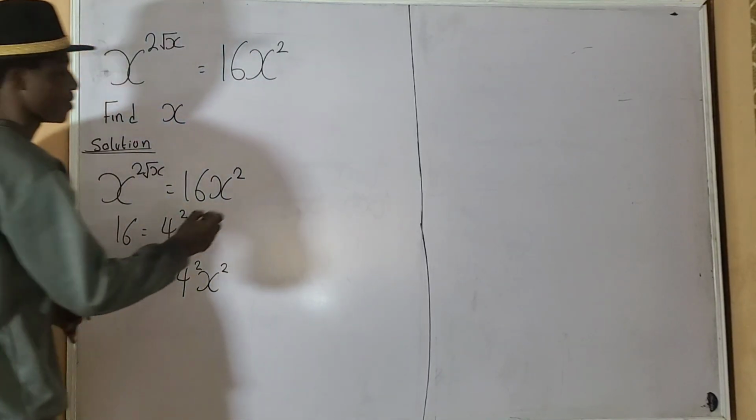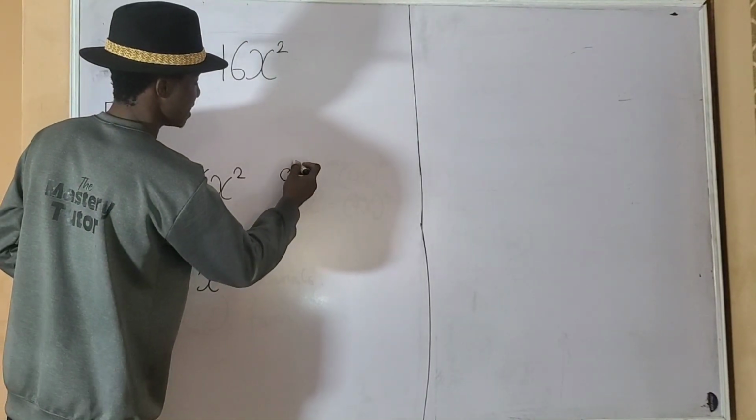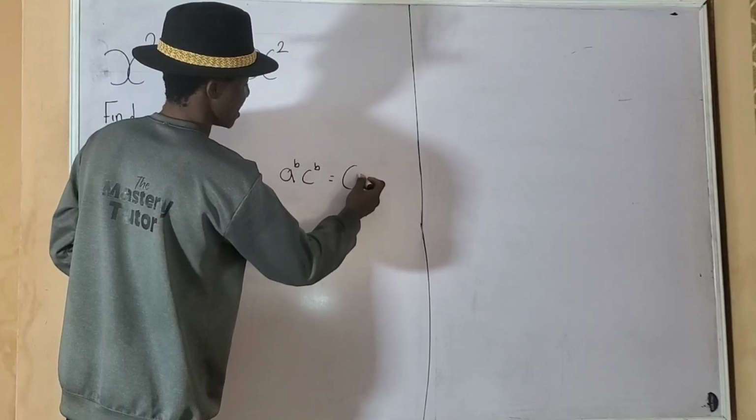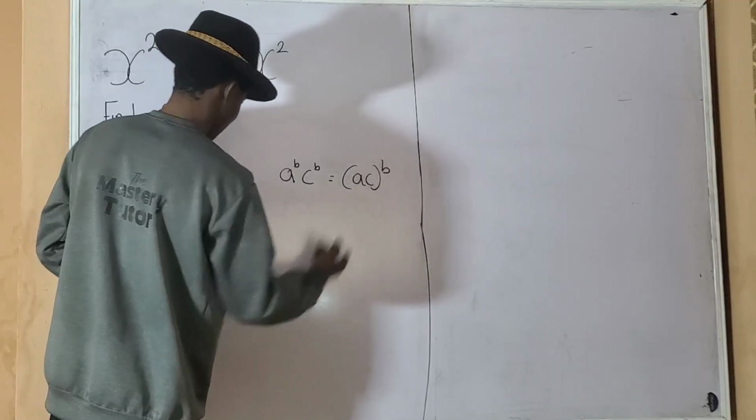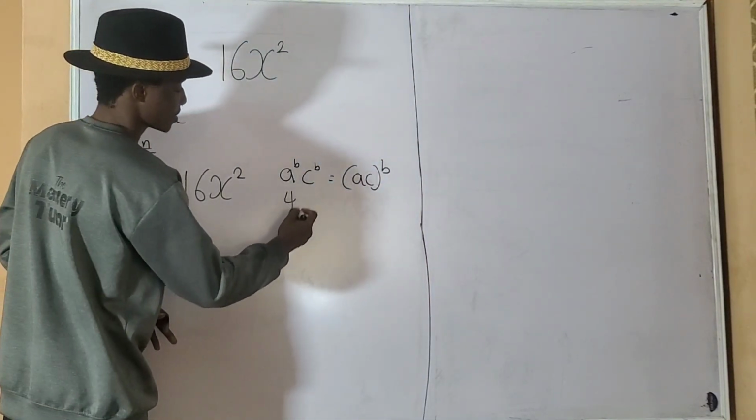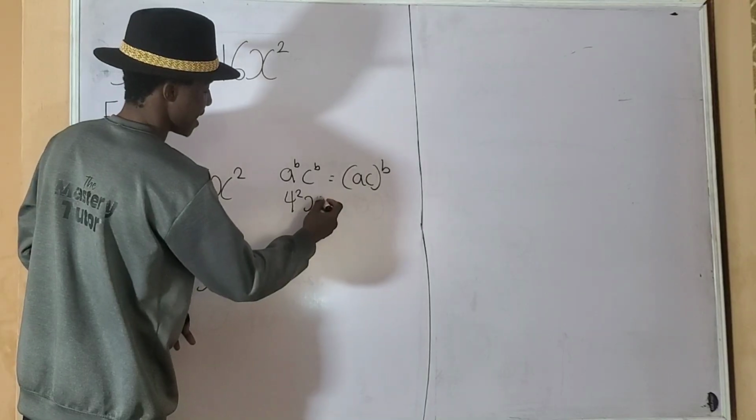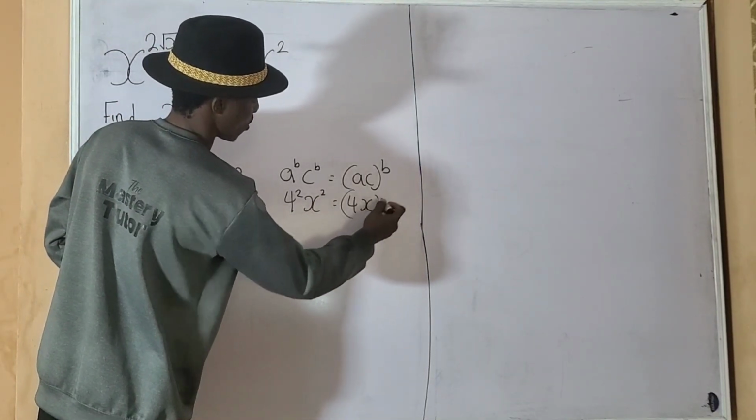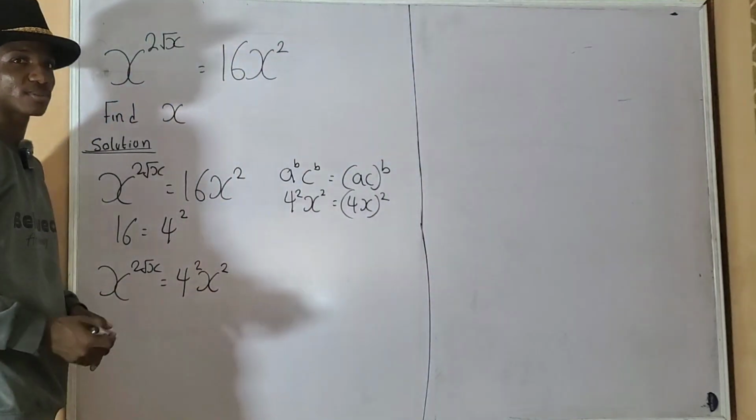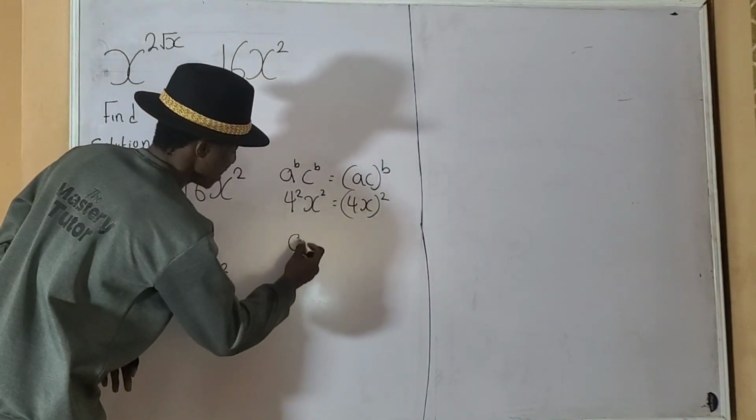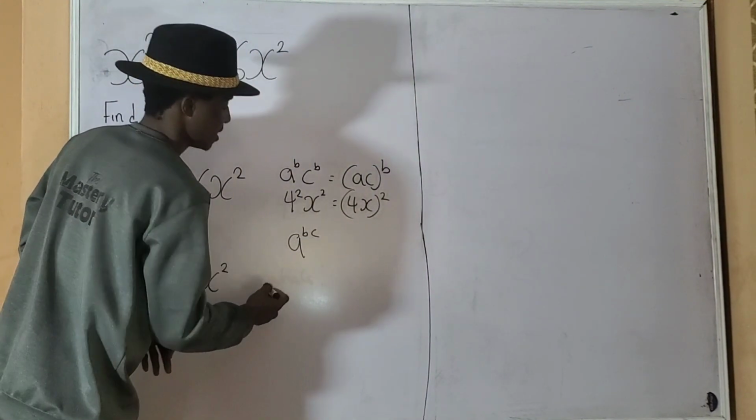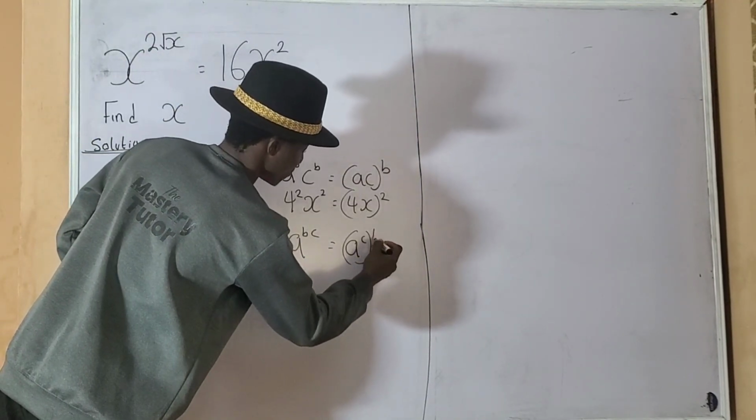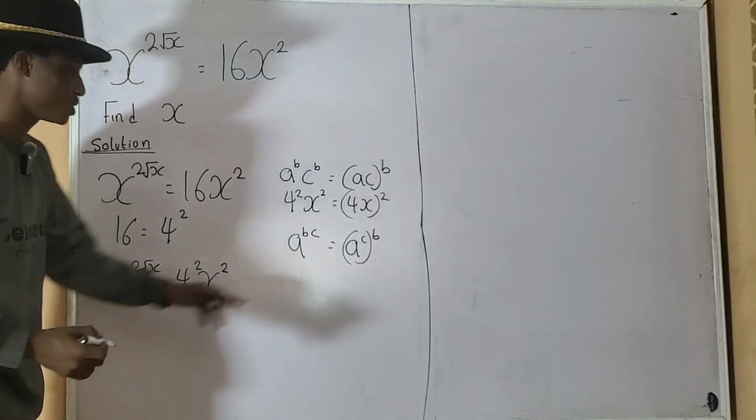Okay? Now, there is a law that says if you have a raised to the power of b multiplied by c raised to the power of b, this can be written as a times c raised to the power of b. That means if I have 4 raised to the power of 2 multiplied by x raised to the power of 2, this can be written as 4x raised to the power of 2. Are you following? Also, if I have a raised to the power of b multiplied by c, this can be written as a raised to the power of c raised to the power of b, right? So I'm going to use this law.